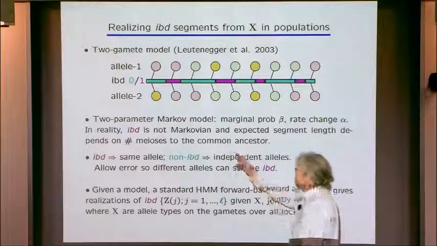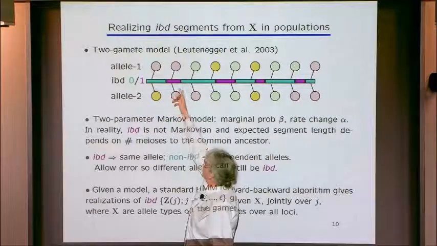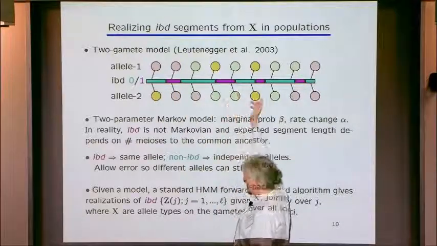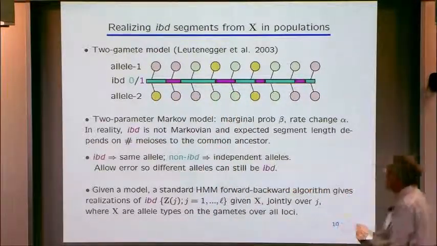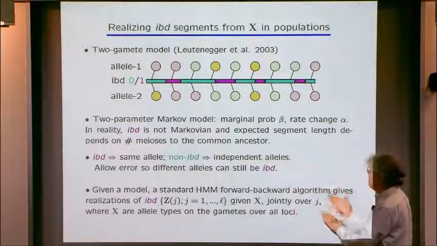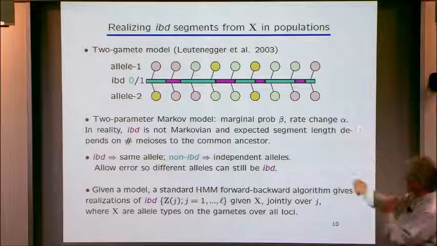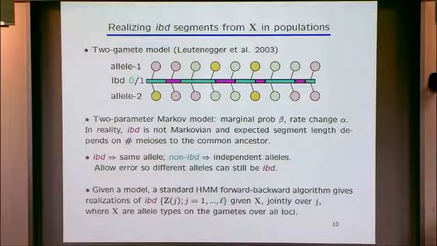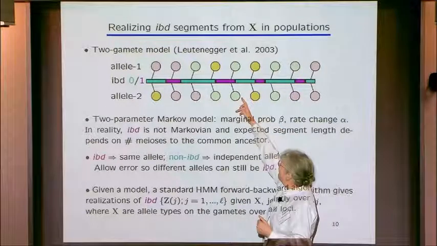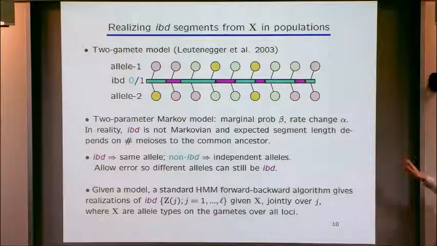Okay, two gametes. They have segments where they're not identical by descent, and then typically smaller segments where they are identical by descent. So it's just a two-state process. You would have a very simple two-parameter Markov model, where the marginal probability, the pointwise probability of being identical by descent, is some beta. The change rate, the global change rate, of changes into IBD is rarer than changes out of IBD. The IBD segments are shorter, but the global rate that scales things is just this one single parameter alpha. And of course, this is an approximation.